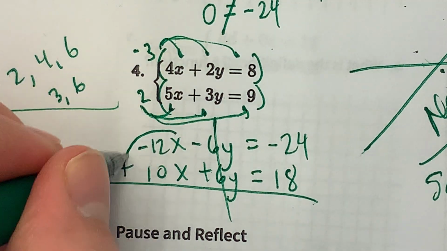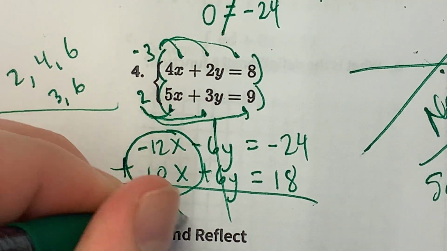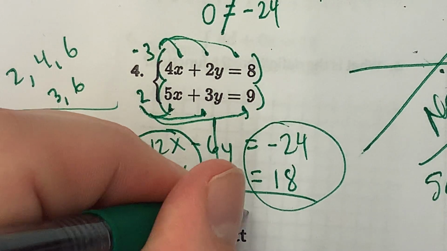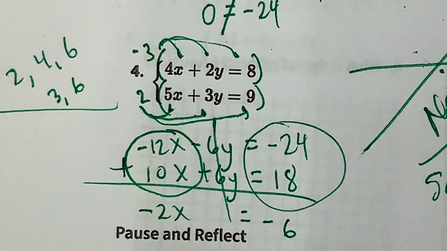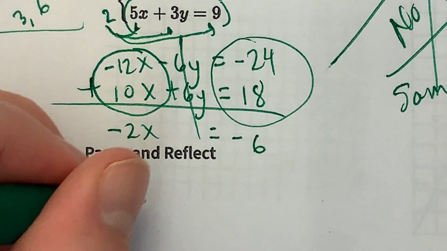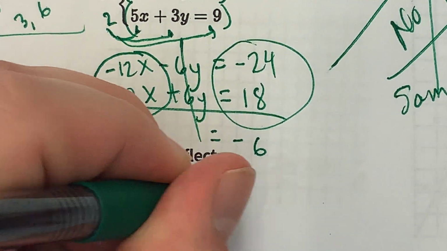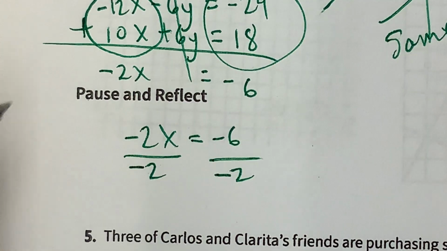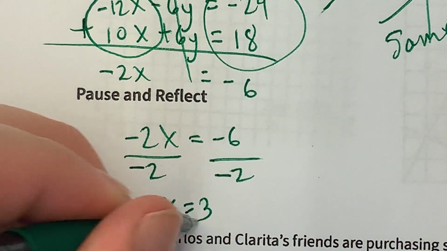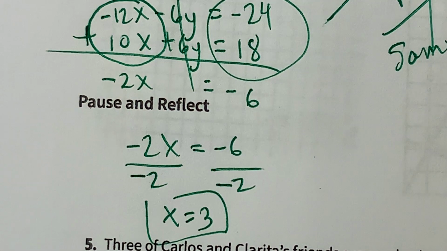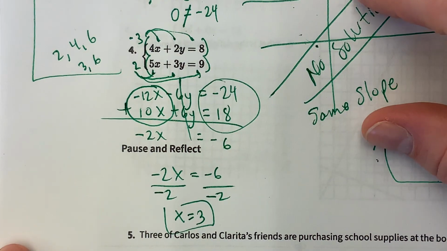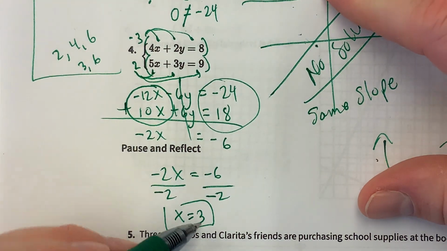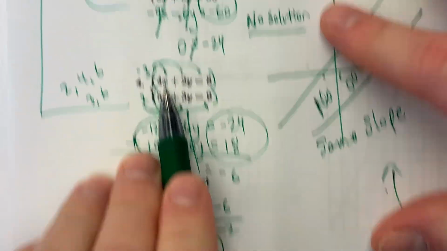And we're going to work this problem here, which is negative 2x. And we're going to work this problem here, which is negative 6. So I have negative 2x equals negative 6. Divide both sides by negative 2. And I get x equals 3. And I'm not going to plug it in for you, but you can if you feel like you want to. But you would take the 3 and put it right here.